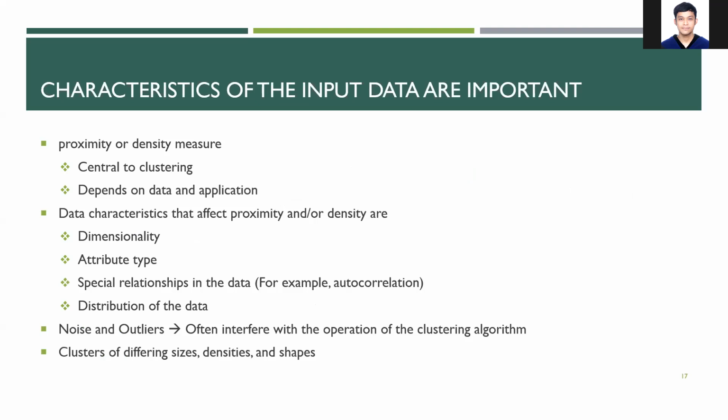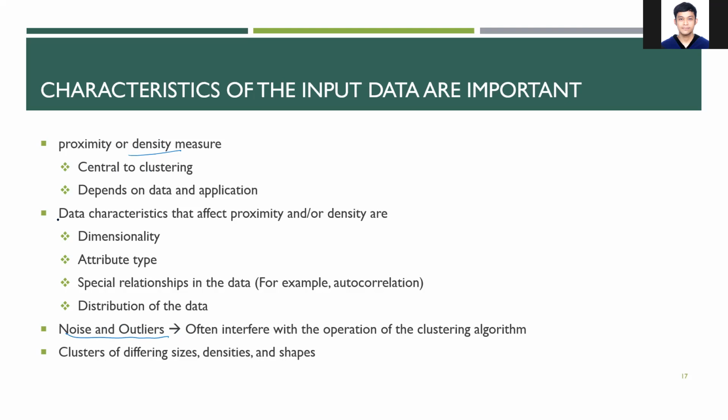Characteristics of the input data in clustering are very important. Why? Because, for example, proximity or density can influence the clustering result. If we don't consider density and the data has some noise, then our cluster maybe will not be very good.